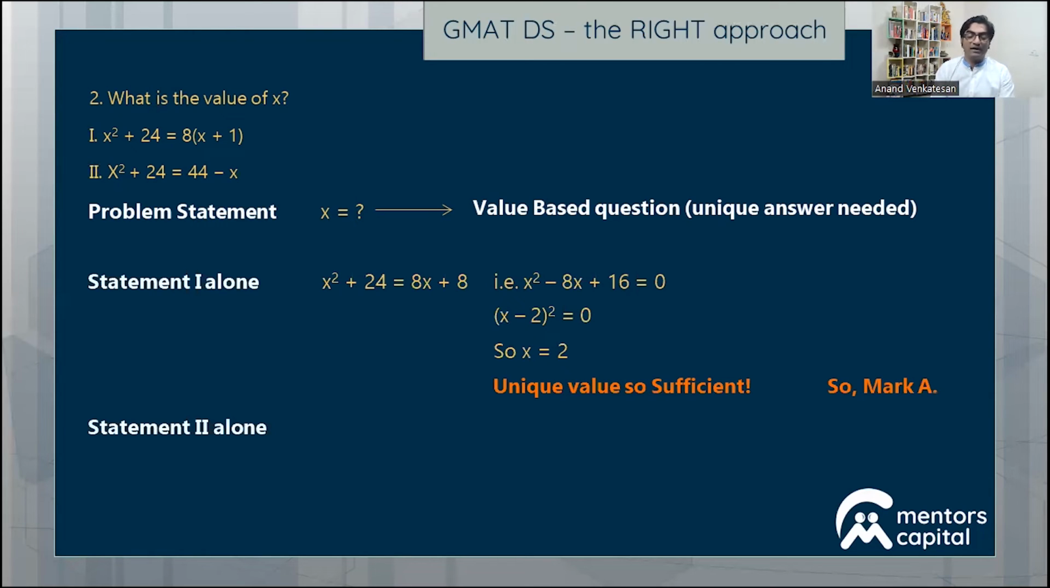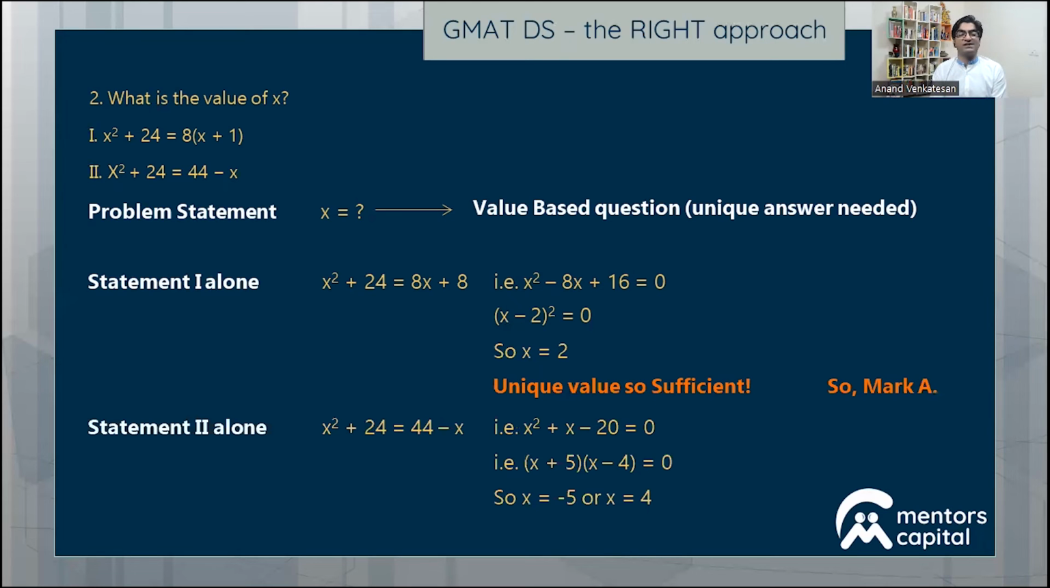Now consider statement 2 alone, right? I think we jumped the gun and quickly showed the solution here, but no matter. Let's quickly look at statement 2 alone. X squared plus 24 equals 44 minus x. And if I reshuffle the terms here, the quadratic equation becomes x squared plus x minus 20 equal to 0, which basically can be factorized as x plus 5 into x minus 4 equal to 0, which means that x can take two particular values, minus 5 or 4.